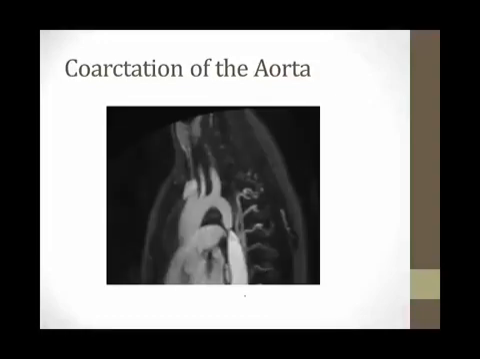And this is an MRI of the chest from a patient with coarctation of the aorta. You can see that it's easy to identify. It's a very narrow portion of the aorta.